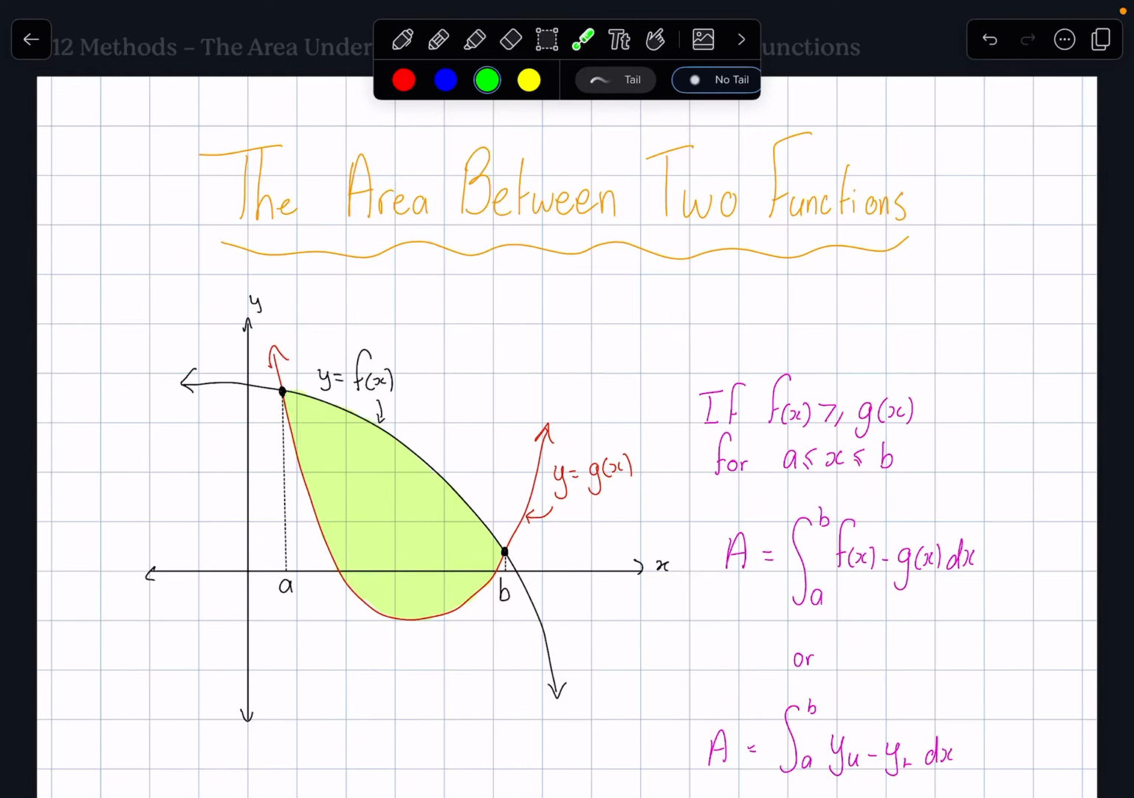G'day team, welcome back to another video, and today we're going to look at some applications of integration. And the first one's going to be the area between two functions.